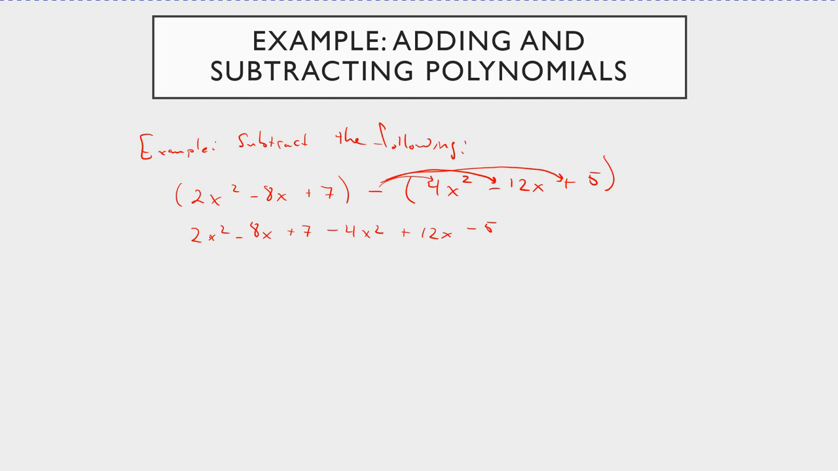Now let's rearrange the terms. I've got 2x squared minus 4x squared, and then minus 8x plus 12x, and then plus 7, and then minus 5. So 2x squared minus 4x squared gets me minus 2x squared. Minus 8 plus 12 gets me plus 4x. And then 7 minus 5 just gets us 2.